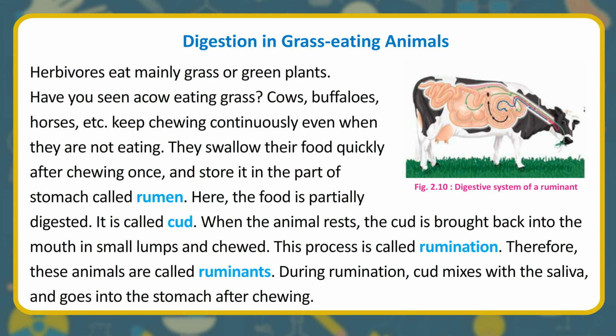It is called cud. When the animal rests, the cud is brought back into the mouth in small lumps and chewed. This process is called rumination. Therefore, these animals are called ruminants. During rumination, cud mixes with the saliva and goes into the stomach after chewing.